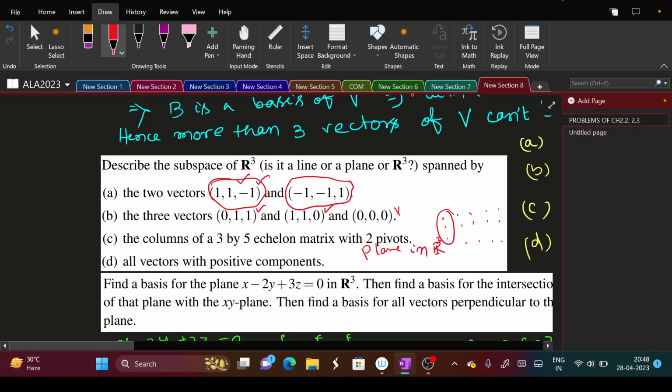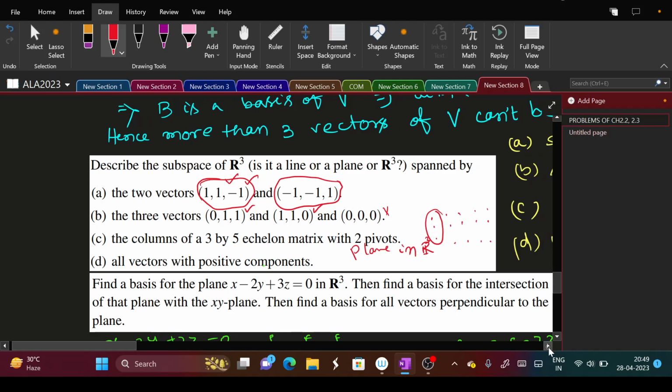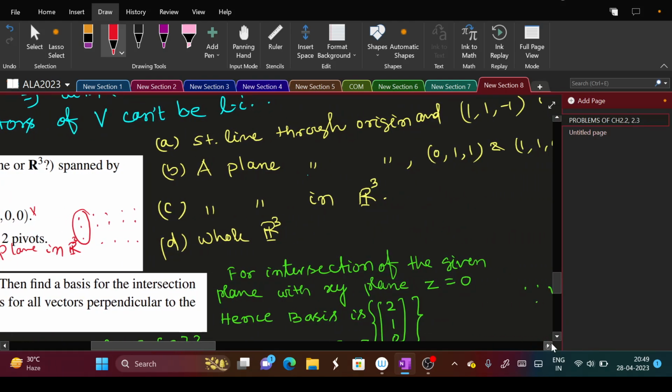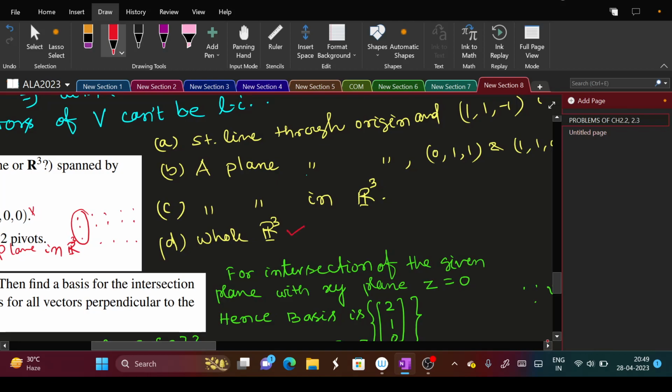Next, all vectors with positive components. It is whole R^3. There are several vectors with all components positive, which are linearly independent vectors. Out of which any three vectors will form a basis for R^3. Hence they span the whole R^3. So this will be whole R^3. Whatever we have discussed now is written here. Here it is whole R^3. Here it is a plane in R^3. It's a plane passing through these two vectors and the origin.